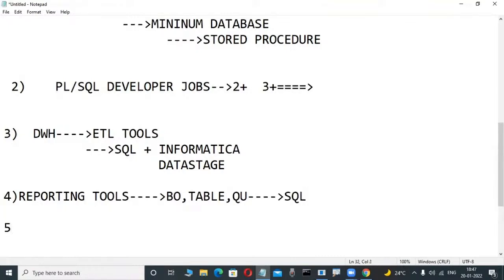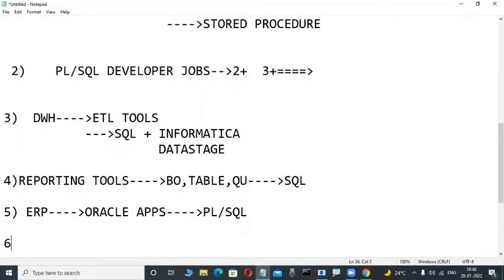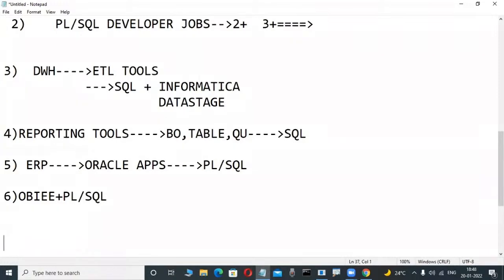Again, suppose some programmers are interested in the ERP side. Oracle Apps is an ERP, same like SAP. Oracle Applications 11i is there. These persons need very good knowledge of PLSQL, so they also learn these courses. Again, OBI programmers are there. OBI is a product, and with it PLSQL jobs are there. Those persons also learn these courses.